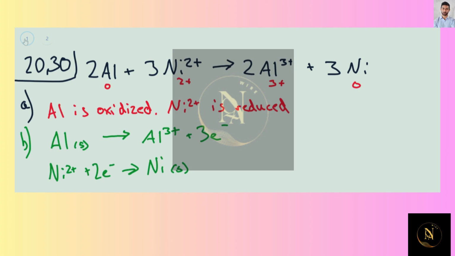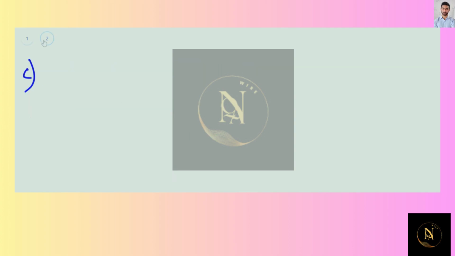Now part C, they ask us which electrode is the anode and which is the cathode. As we saw here, we know that oxidation occurs at the anode. So that means that aluminum is the anode, and nickel is the cathode.